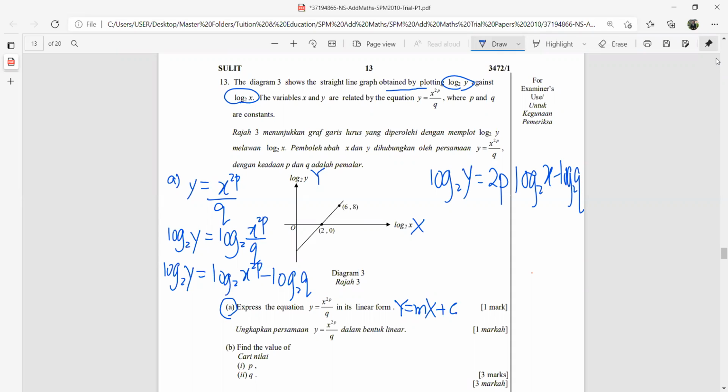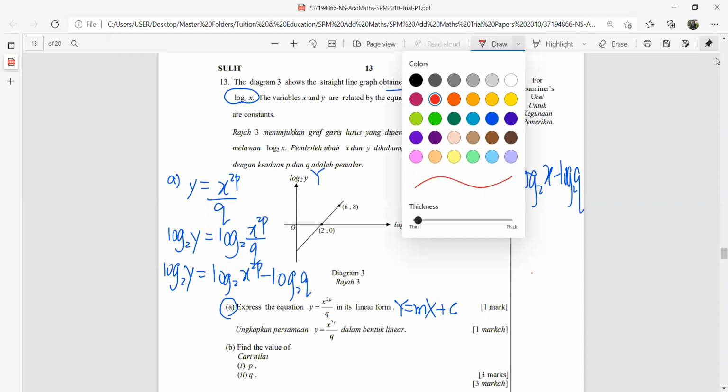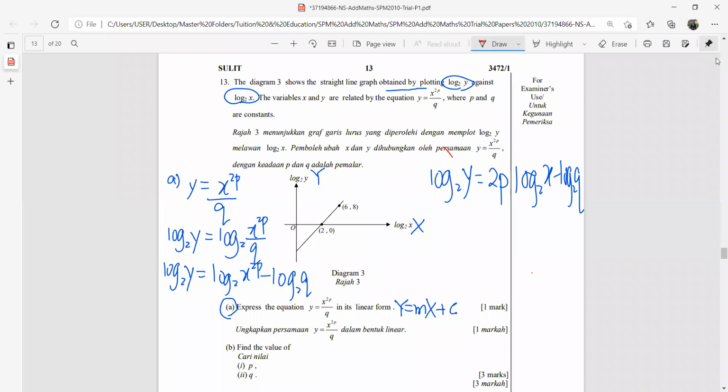Can I ask you, is that a linear form? Some of you don't know, right? Yes. Big Y, M, X, and this is C. Log X is X, so the term in front is M, the gradient. They ask you to write in this linear form. That's it. That's the answer already. 1 mark only. You expect what? 10 marks? No way.